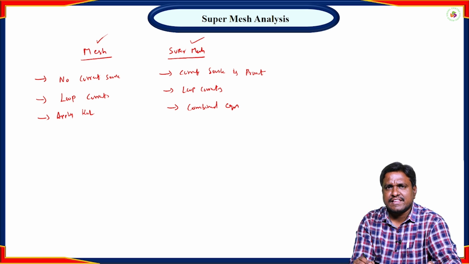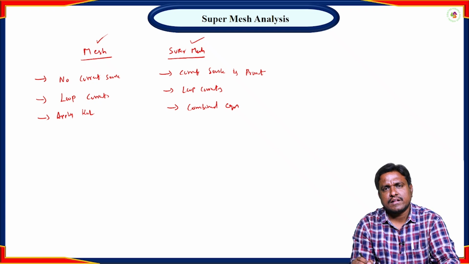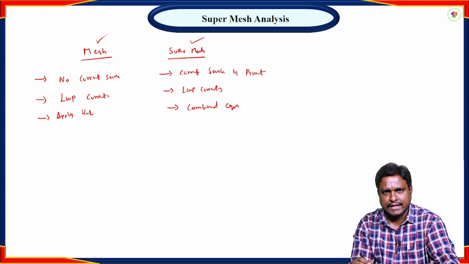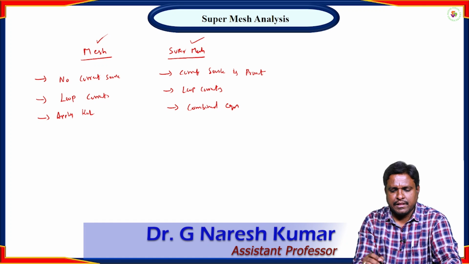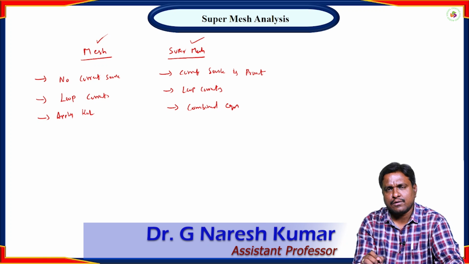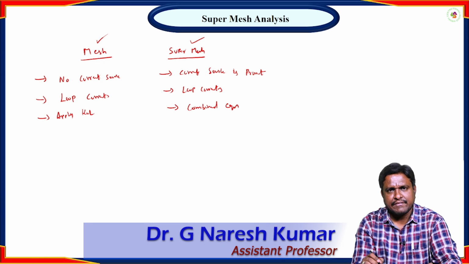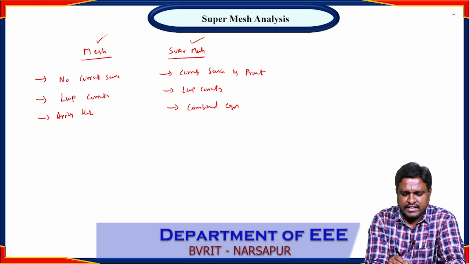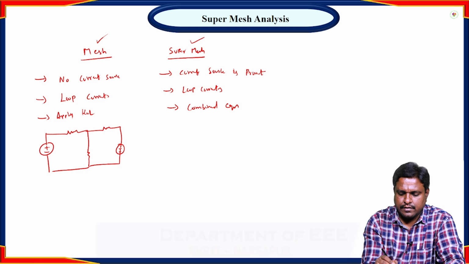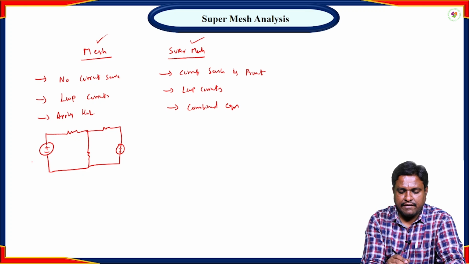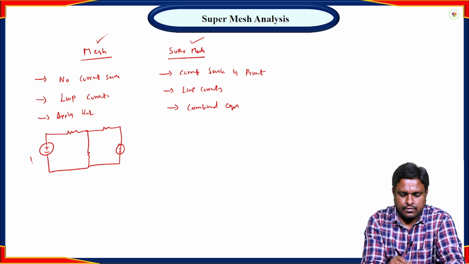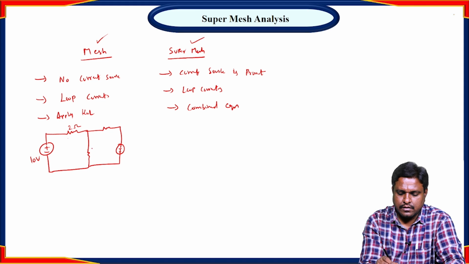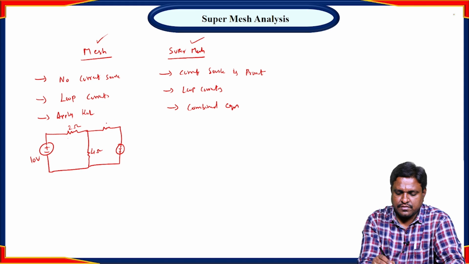So let us discuss with an example so that there will be clarity on the particular topic. For example, I am going to consider a mesh analysis. I am going to consider a simple circuit and I will differentiate between the mesh and the super mesh analysis. Let us consider a simple circuit having two loops. So let us see the values for this: 2 ohms, 4 ohms, 6 ohms and say some 5 volts.